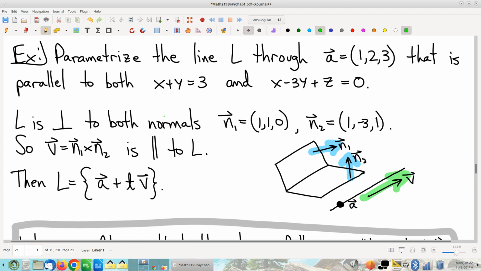I need a vector, let's see, parallel to the line. The line is parallel to this intersection. It's parallel to both of these planes, which means it's got to be perpendicular to these normal vectors. Let me say that again more succinctly. I'm looking for a vector perpendicular to two known given vectors. And we have a tool exactly for that purpose, and that's the cross product. Right, so I'm just going to cross product N1 and N2. Boom, I've got my direction vector, and bam, I've got my parameterization.